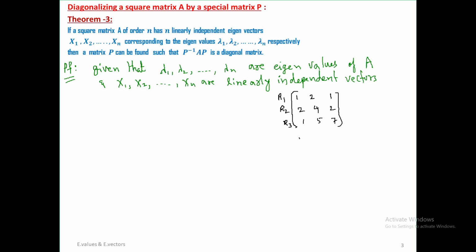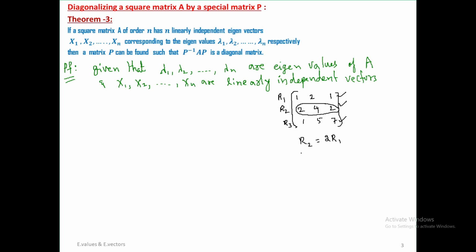Now how am I getting R2? Simply multiply the first row with 2. Look at 2, 4, 2. So indirectly this row is depending on the first row. From the first row you are obtaining this. Then I can say that these two are dependent vectors. Okay, they are depending. But look at 1 5 7, this vector does not depend upon any of the other rows. The last vector 1 5 7 does not depend upon either of these two vectors. Therefore, this is called an independent vector. This alone is an independent vector, but these two are dependent vectors.